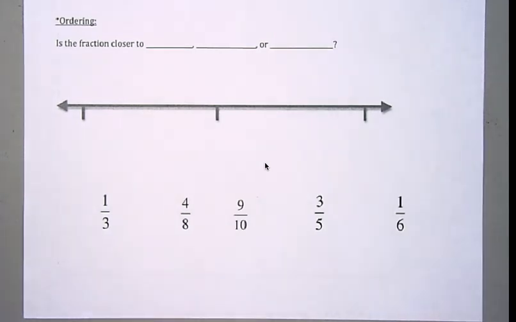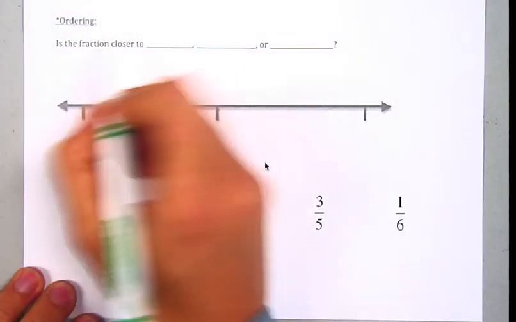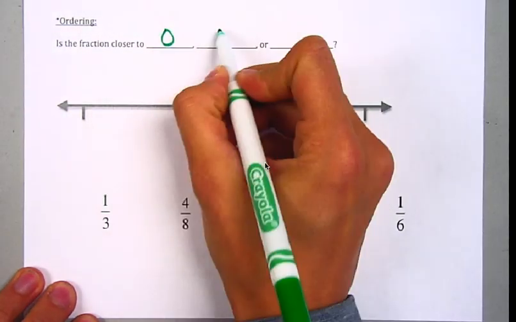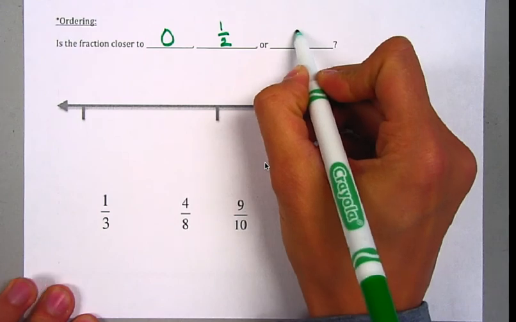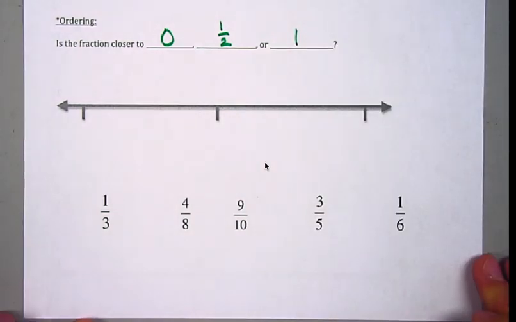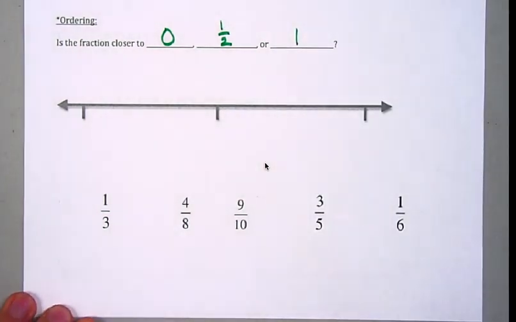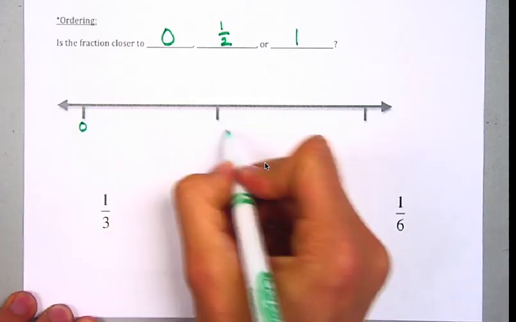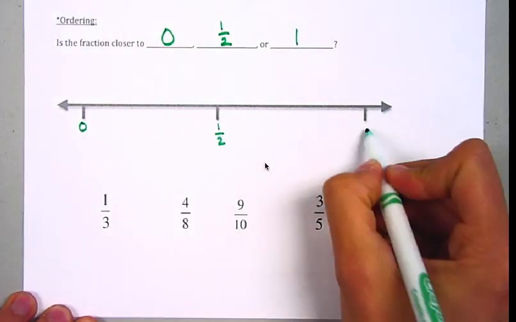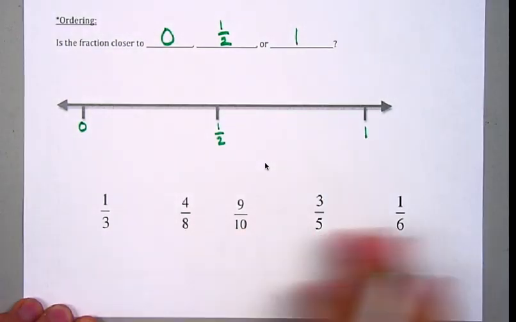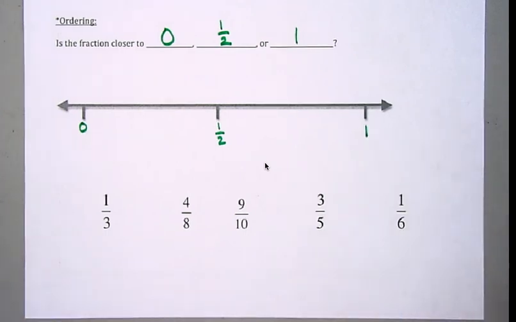When we are working with ordering, some of the easy questions to think about are, is the fraction closer to 0, 1/2, or 1? And those three benchmark fractions, those benchmark numbers, can really help us to figure out where these might fall on the number line.